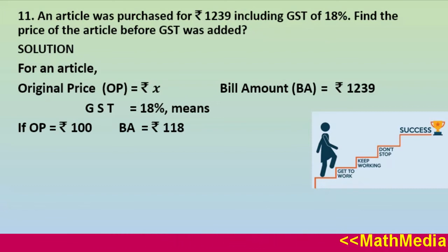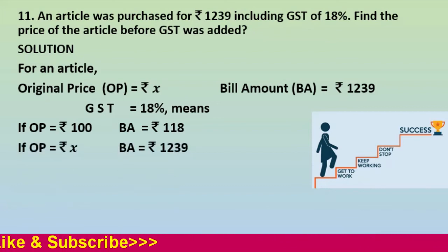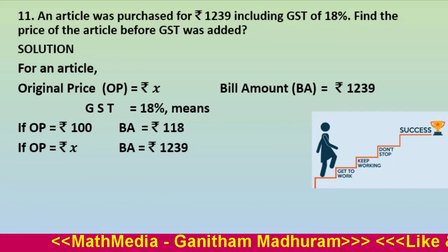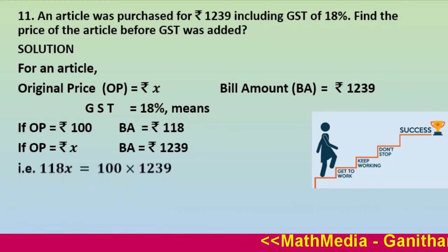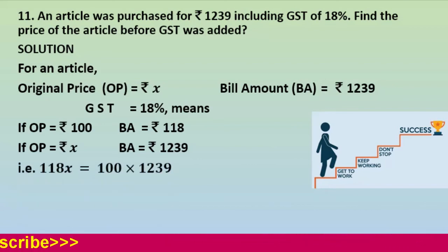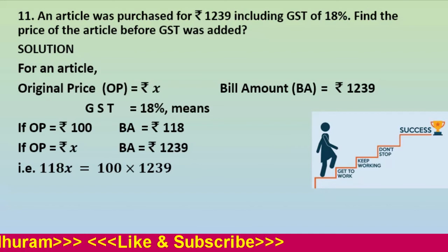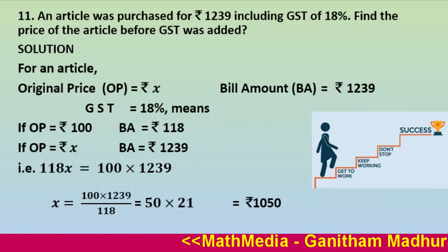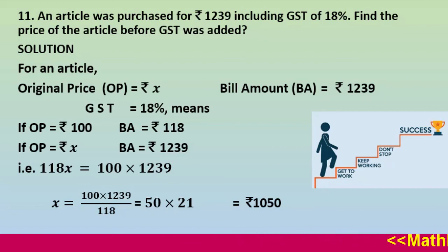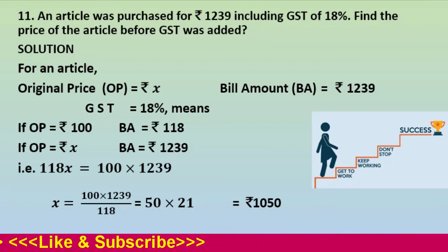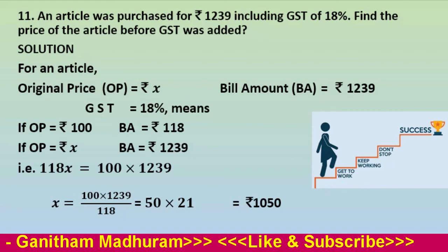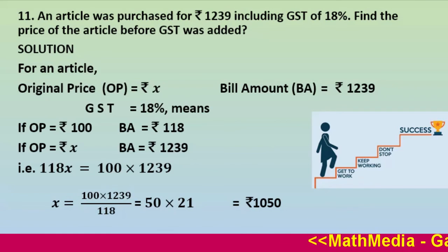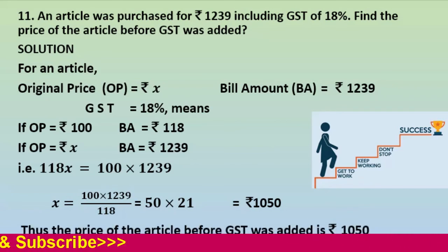Now we come back to our question. If original price equal to rupees X, bill amount equal to rupees 1239. Next step is cross multiplication. So 118x equal to 100 into 1239, or x equal to 100 into 1239 whole divided by 118. 100 and 118 can be cancelled.